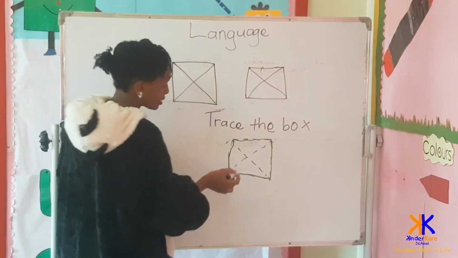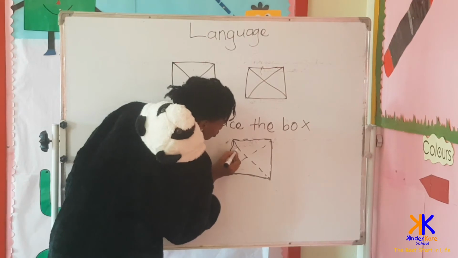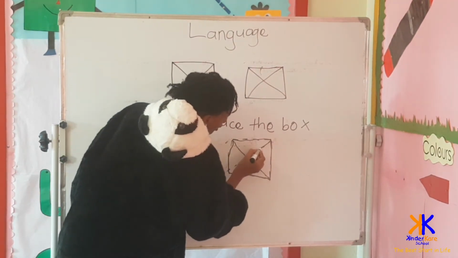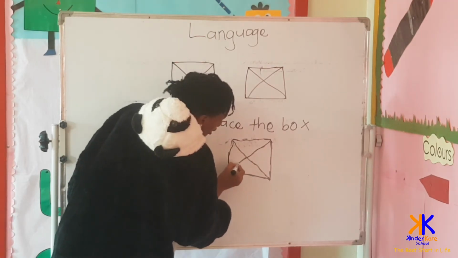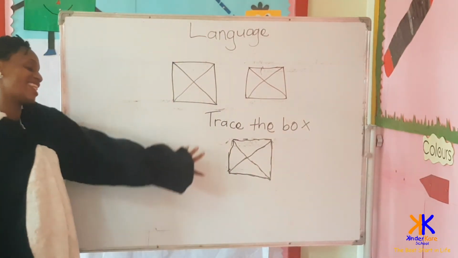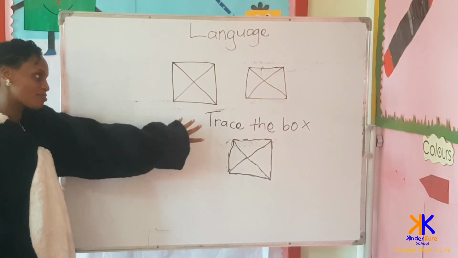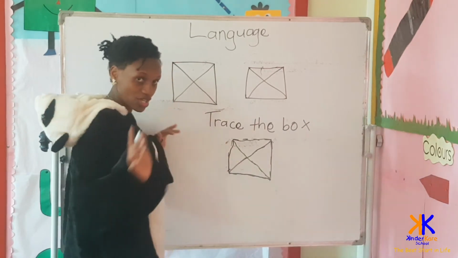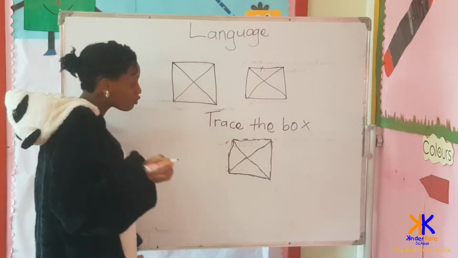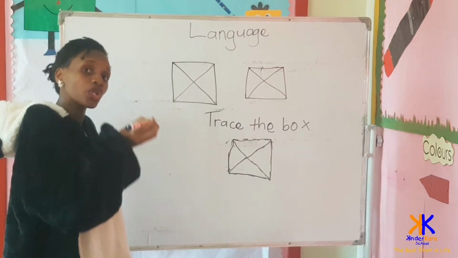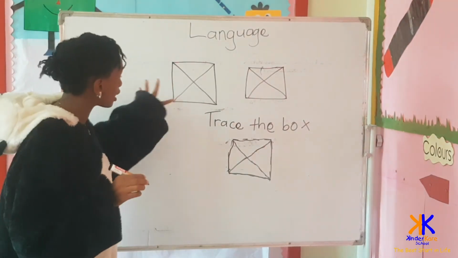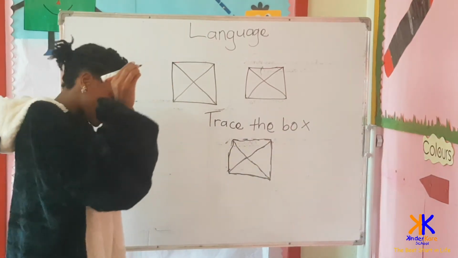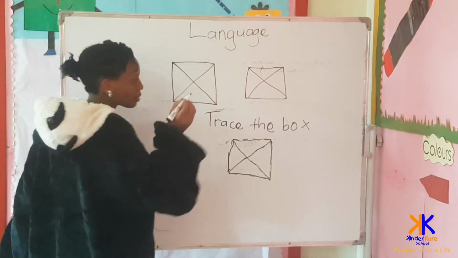Then it's time for our slanting sticks. You join the dots like this, children. You join and you come here. You join and there I've traced my box. Okay? I've traced my box. Let us trace one more time. And I hope you follow that. You join, you follow. Keep following the dots. Make sure I don't go beyond. You don't go outside, but follow the dots. Okay, children? Let's trace one more time.